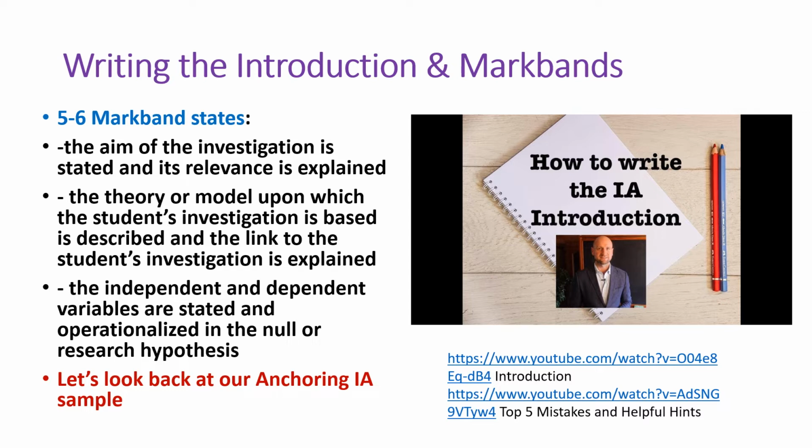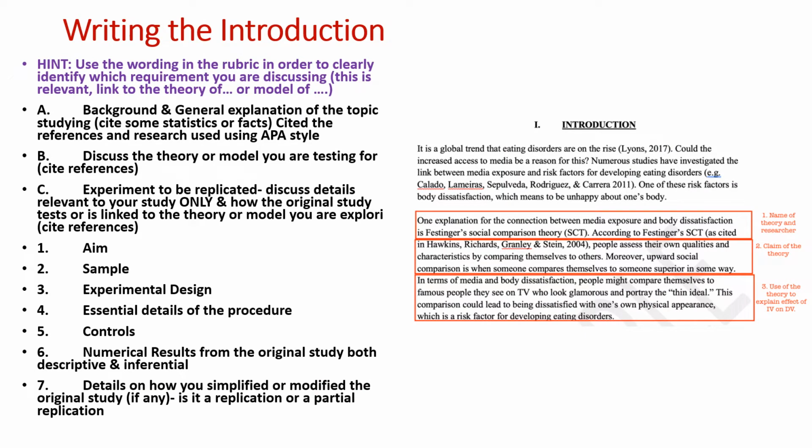And when we look at the rubric for this, in order to get the full mark bands, the aim of the investigation is stated, the theory or model is discussed, and the independent and dependent variables, as well as the operationalized null and research hypothesis, are included. So those are definites that need to go in. If you follow the check sheet, you will absolutely get the highest marks, especially with having what you need in there, and it's going to be you just explaining it in the right way to get the full marks.